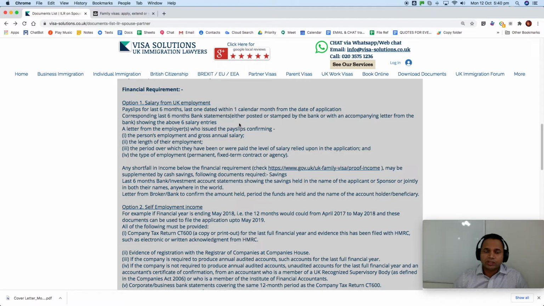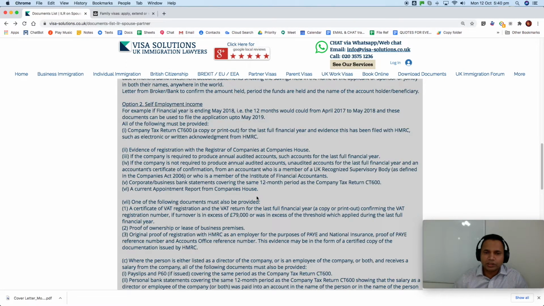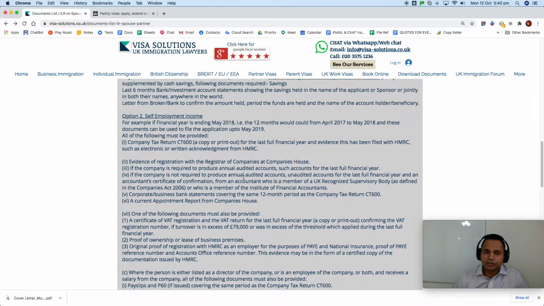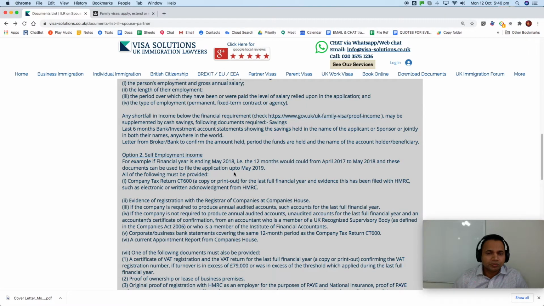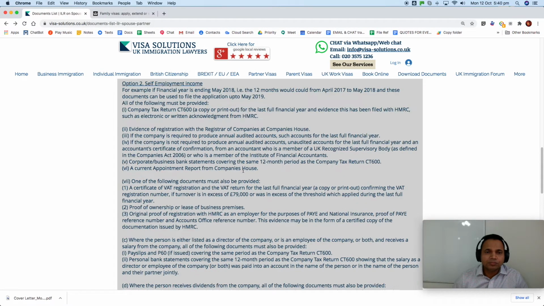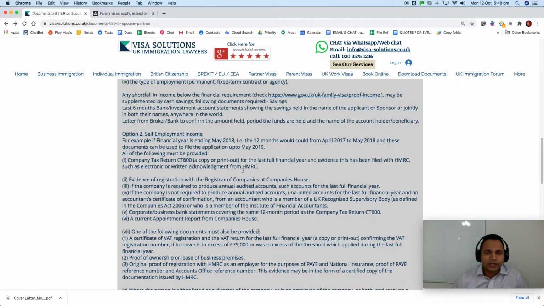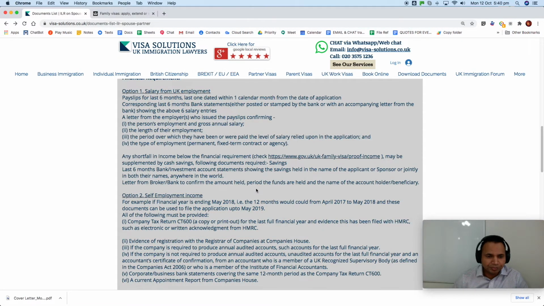Also, if your income is less than 18,600, then you can use the savings to complement that income. For the specific calculation, usually take advice from an immigration lawyer. We do provide advice on such matters, so you can book the consultation. It should be at the bottom. If you want to take advice specific to your situation, you can do that.